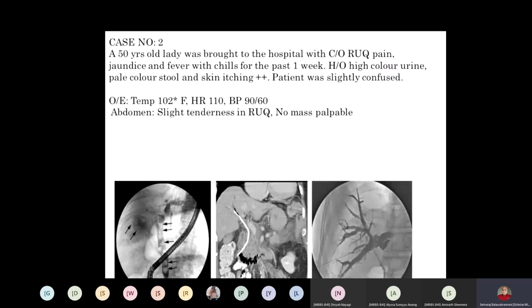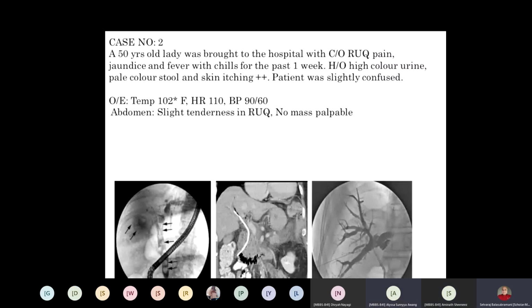On examination, the temperature was 102 degrees Fahrenheit, heart rate 110, BP is only 90/60. Abdomen, there is slight tenderness in the right upper quadrant, no mass palpable. Now, what is your diagnosis in this case and why are you saying so? What is your diagnosis? Is it suppurative cholangitis?